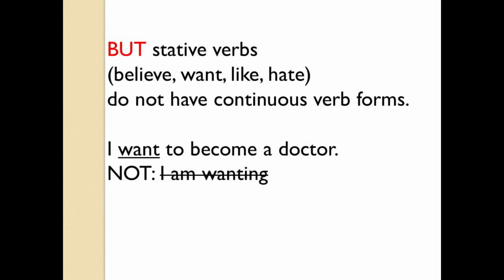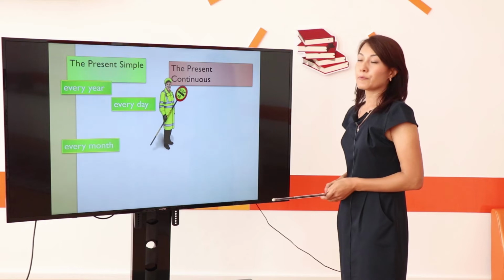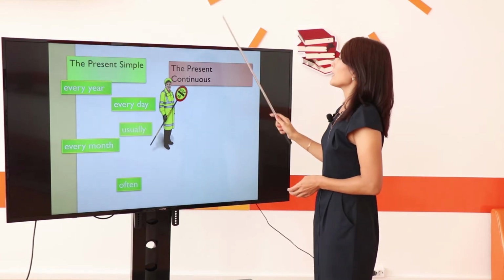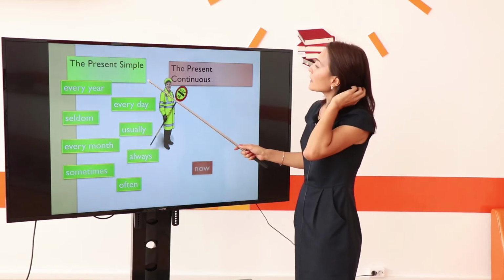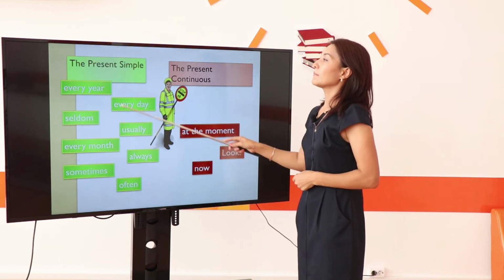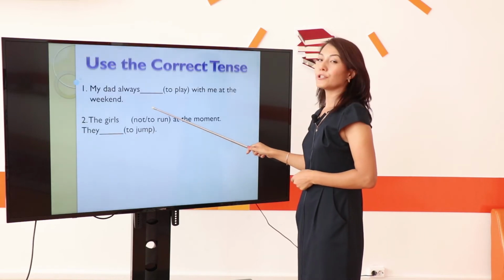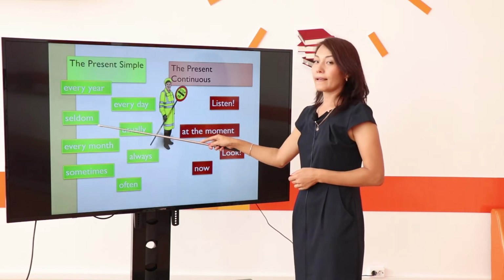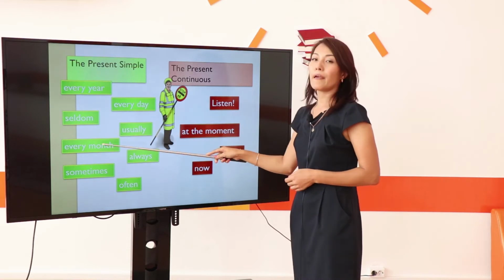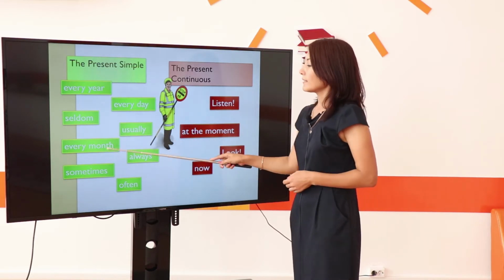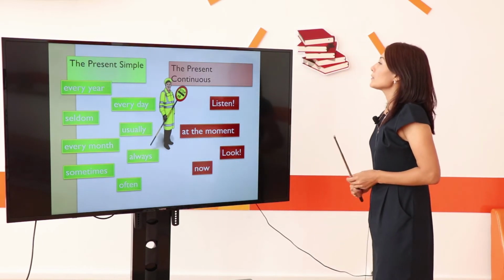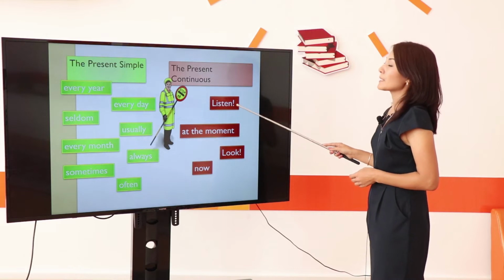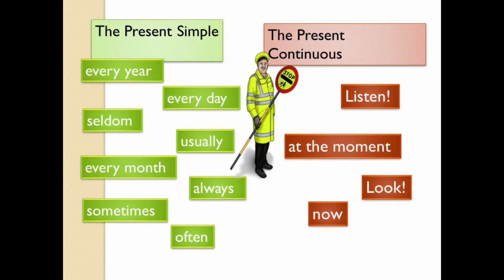Next, here you can see time expressions for present simple and present continuous. What time expressions can we use here? Present simple: every year, every day, for example, seldom, usually, every month, always, sometimes, often, yes? And present continuous is used with time expressions such as listen, at the moment, look, now.